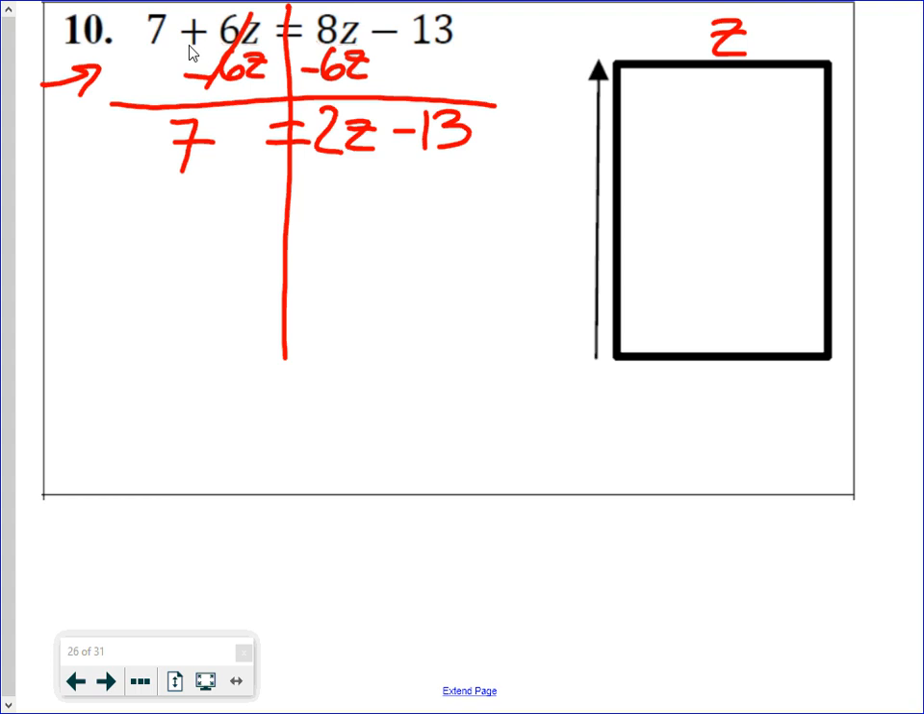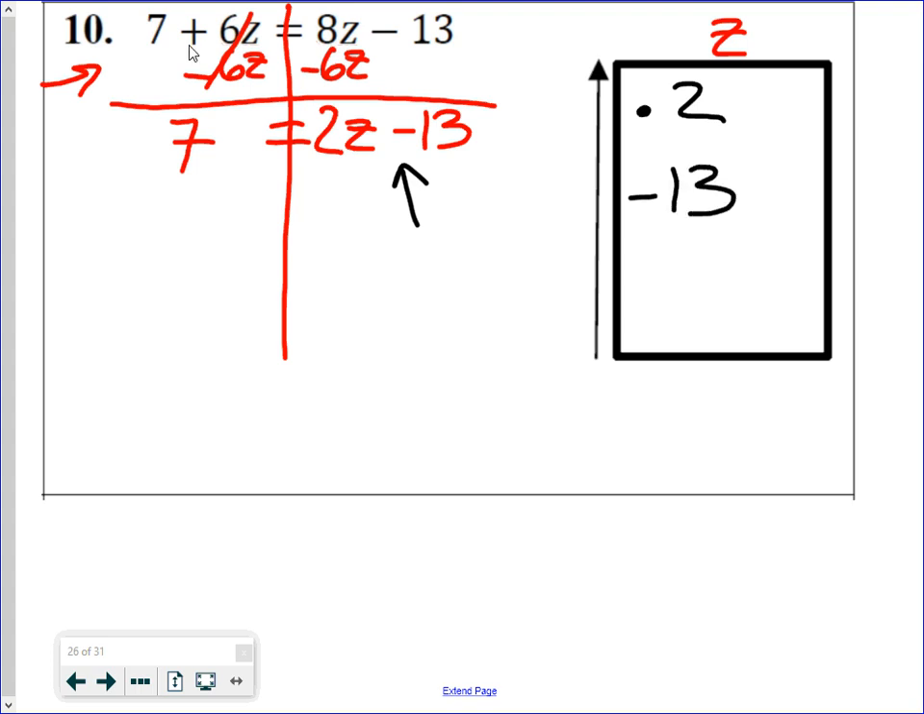So now let's go ahead and fill out our box. Our box says, first thing happening to z is here. It's being multiplied by 2. And then it is being subtracted by 13. So minus 13.